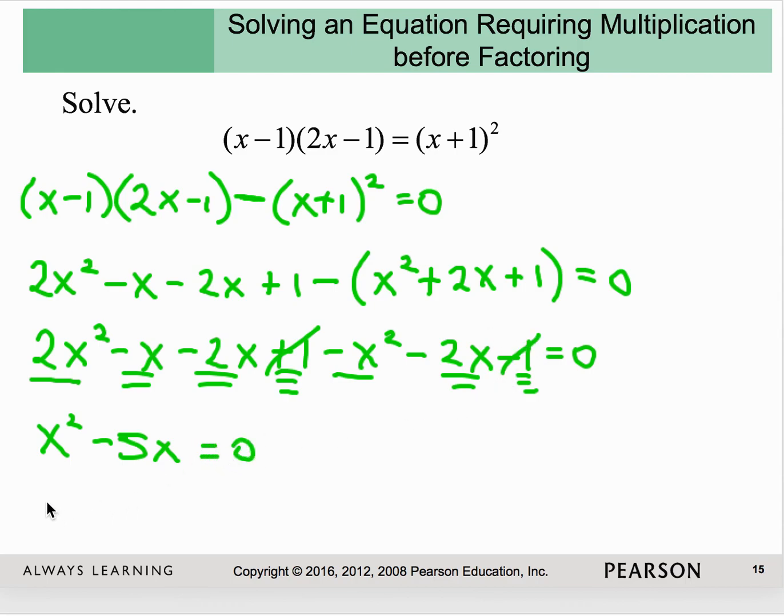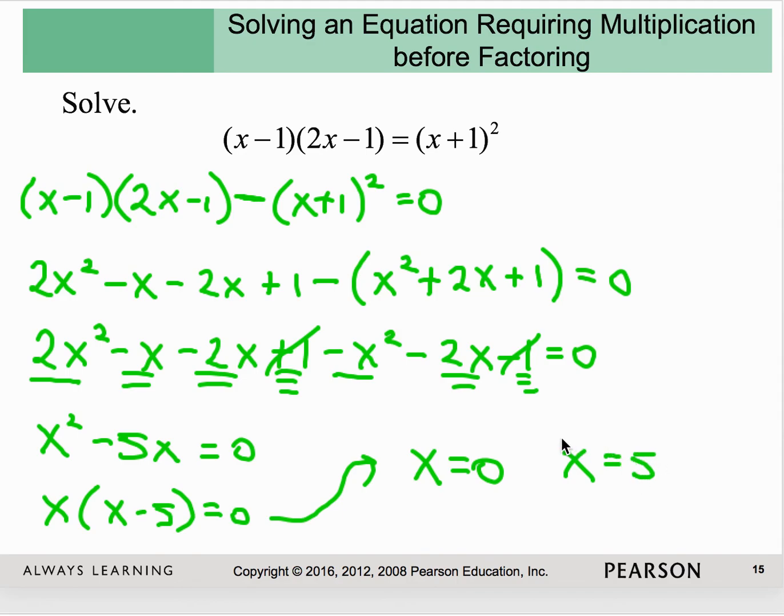Okay, so factor your x out. That leaves x minus 5 equals 0. So either x is 0 or what? Or x is 5. If you can't go there yet, just keep writing those extra steps. All right, good luck. Have fun.